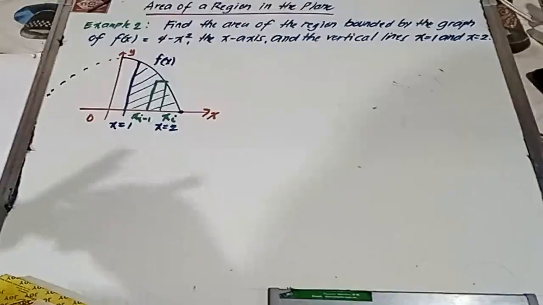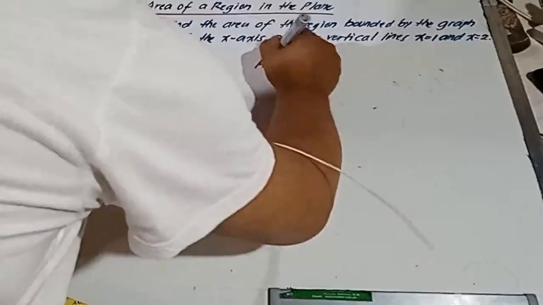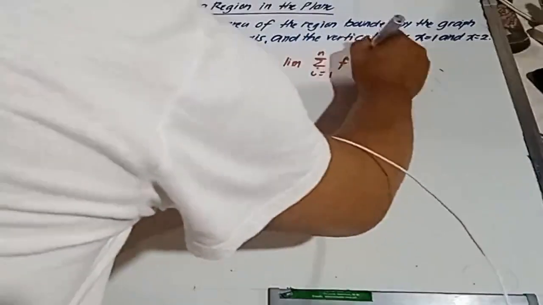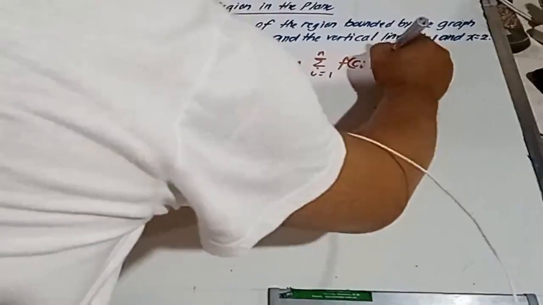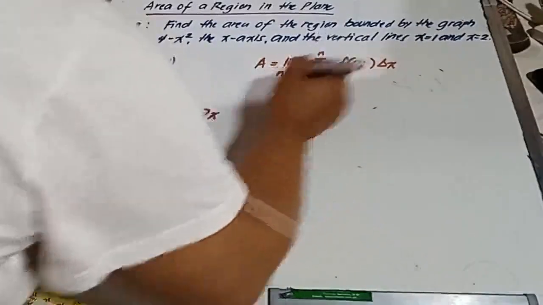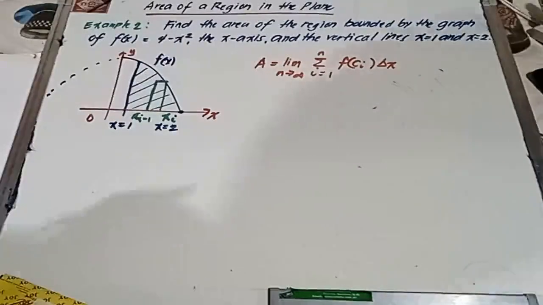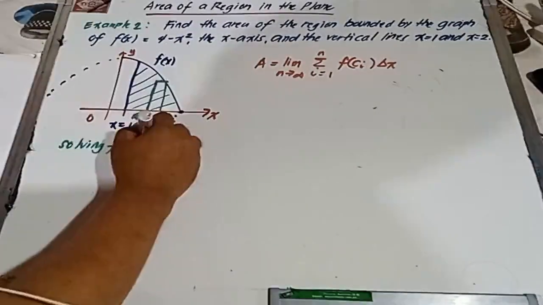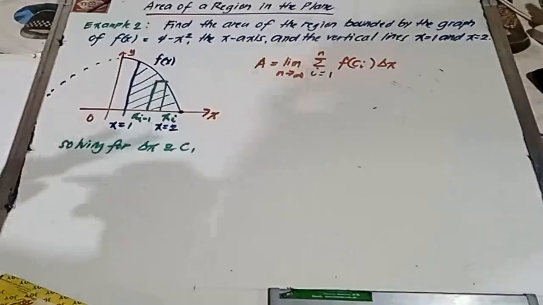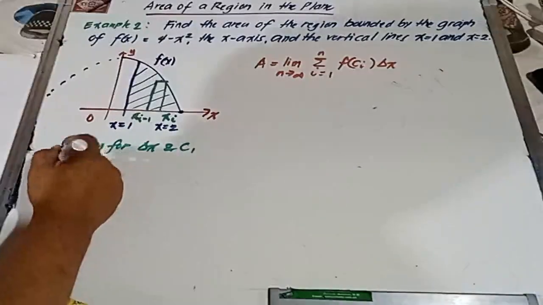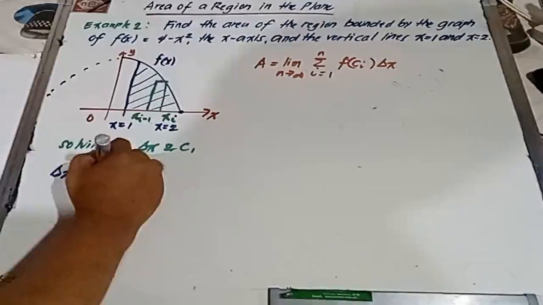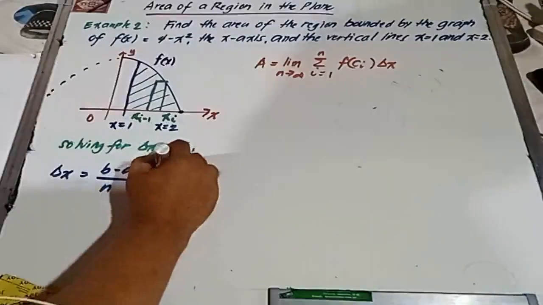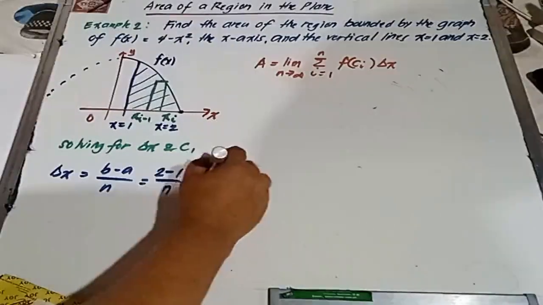So, to determine the area, we have area equals limit of the summation i equals 1 to n f of c sub i times delta x as n approaches infinity. Now, solving for c sub i and delta x. Paano yun? So, delta x is equals to b minus a over n. So, ito yung b, ito yung a. So, 2 minus 1 over n, this is 1 over n.